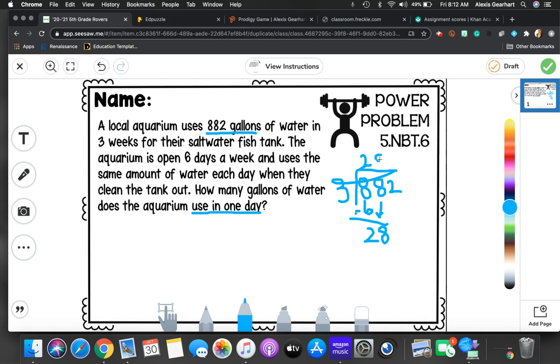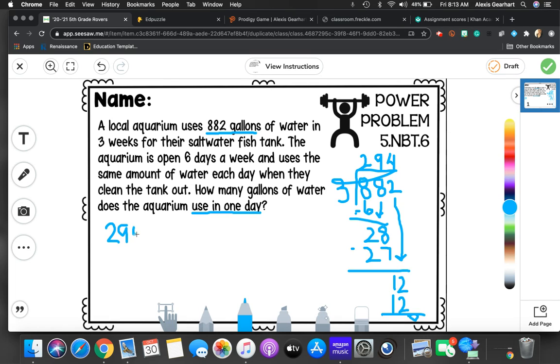So we're going to put a 9 at the top. 9 times 3 is 27. So then we can subtract 28 minus 27, which equals 1. Then we have one more digit to bring down, which is the 2. So now we have to see how many times 3 fits into 12, which is 4 times. 4 times 3 is 12, and 12 minus 12 is 0. So that means that the aquarium uses 294 gallons of water for 1 week.